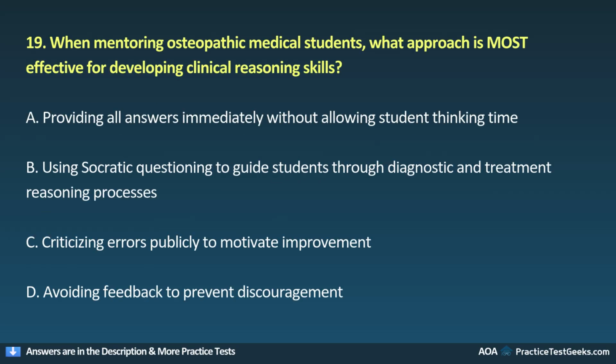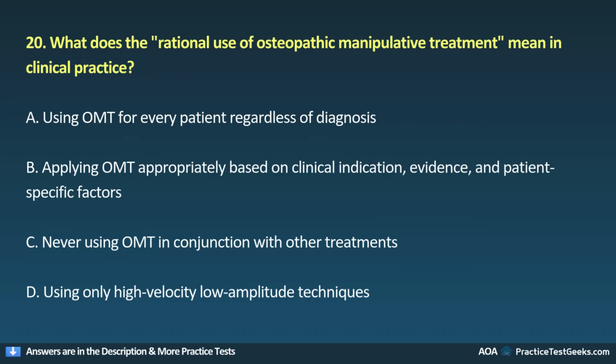19. When mentoring osteopathic medical students, what approach is most effective for developing clinical reasoning skills? A. Providing all answers immediately without allowing student thinking time. B. Using Socratic questioning to guide students through diagnostic and treatment reasoning processes. C. Criticizing errors publicly to motivate improvement. D. Avoiding feedback to prevent discouragement.